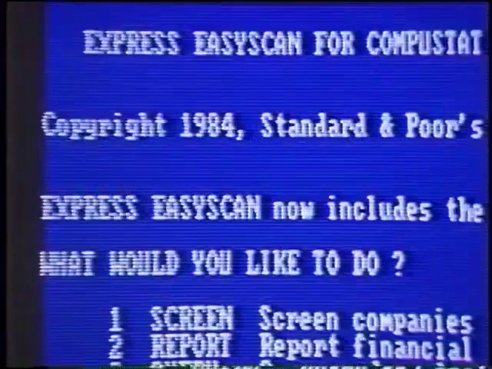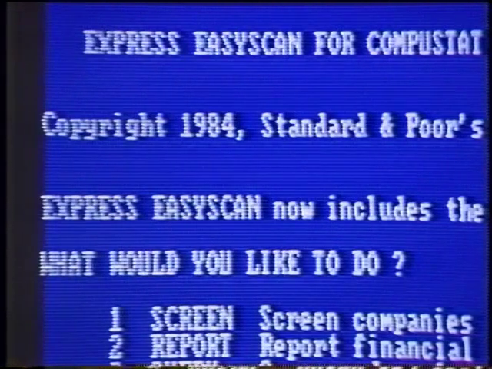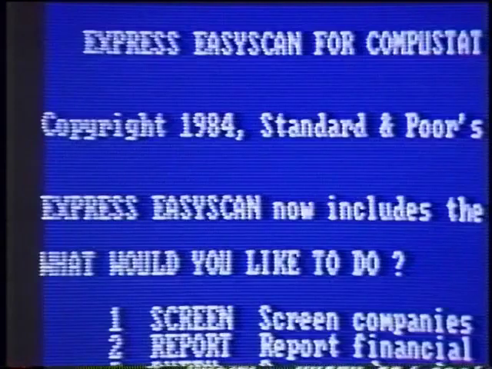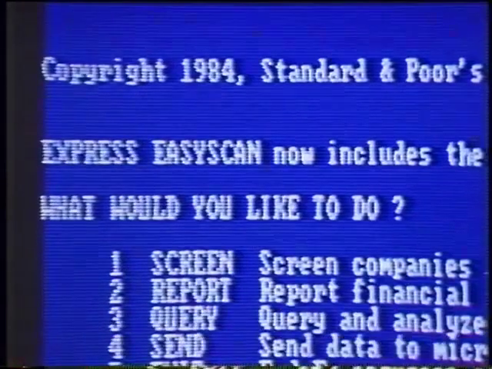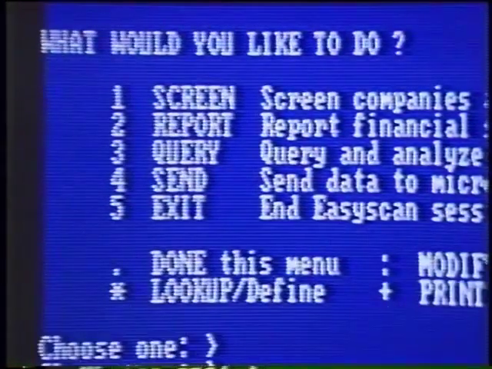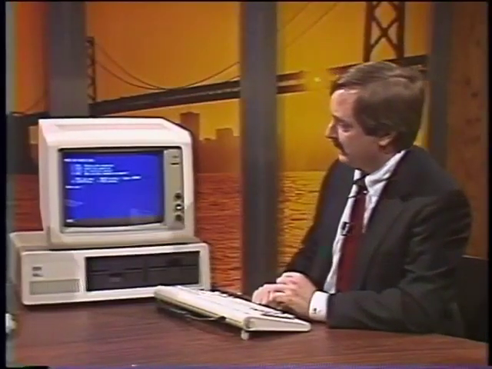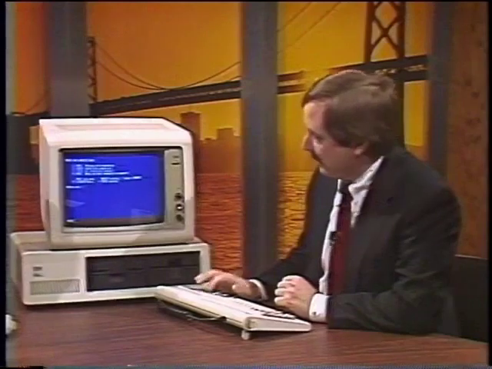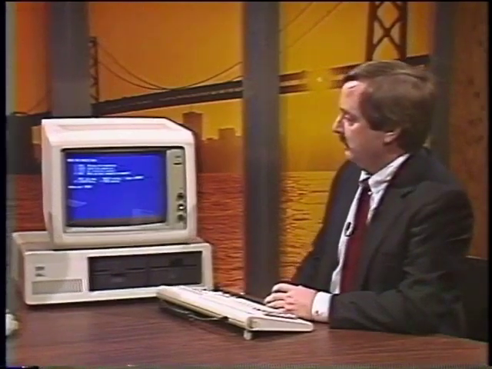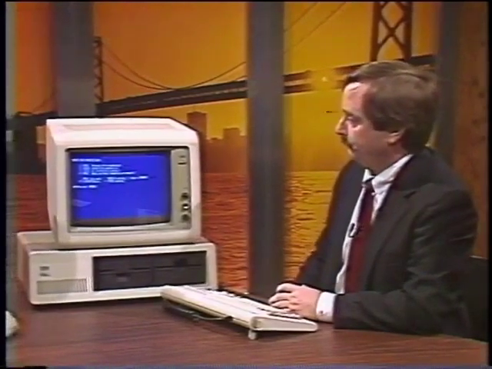Okay, what we have here is a database of Standard & Poor's CompuStat data in a product that we market called Express Easy Scan. And as you suggested, we've zeroed in on the software marketplace. We'll pick it up here and let's see what publicly held companies are going to show up that are in our 62 consideration set.